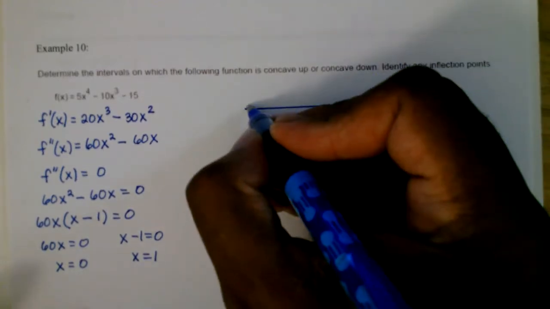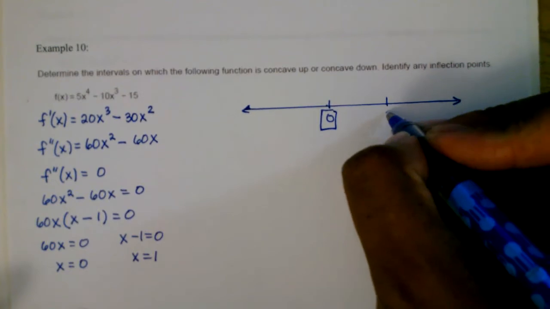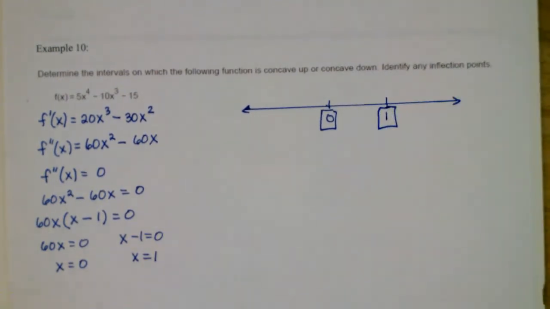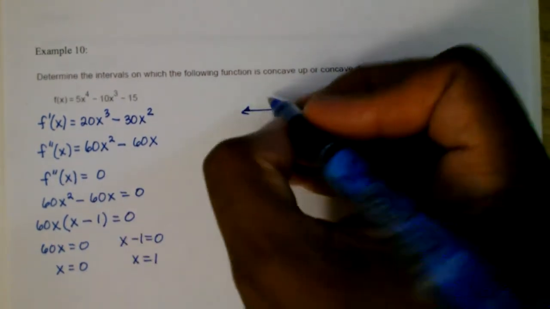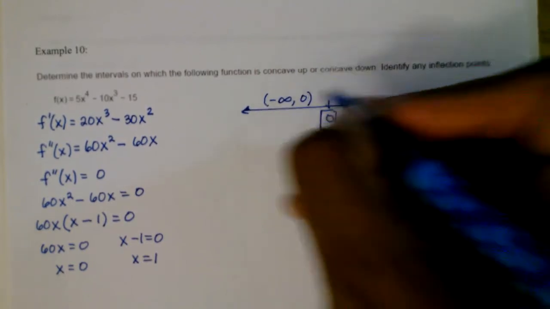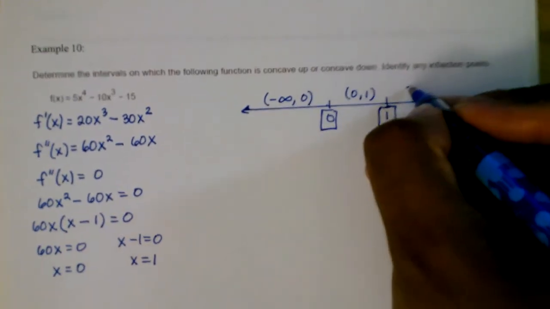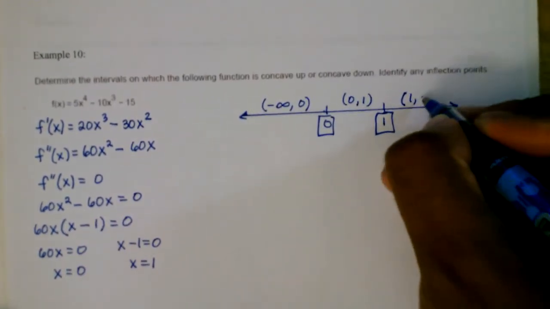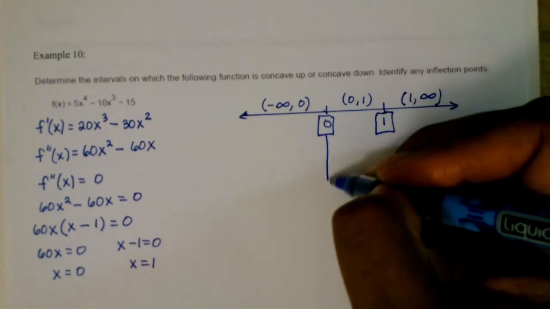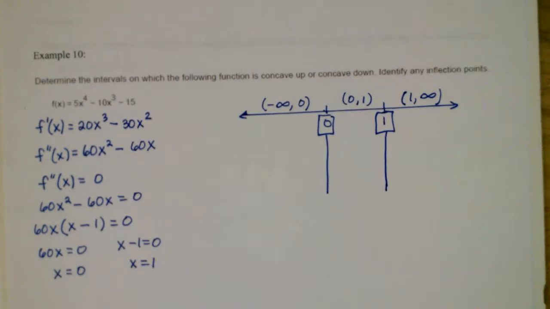Okay, we're going to find out. I'm going to put 0 here, and I'll put 1 over here. And there is no set interval given to us, so we're going to say for this first interval, negative infinity to 0. The next one will be from 0 to 1. And the last one will be from 1 to infinity. I'm going to use these to determine whether my graph is going to be concave up or concave down on each of those intervals here.